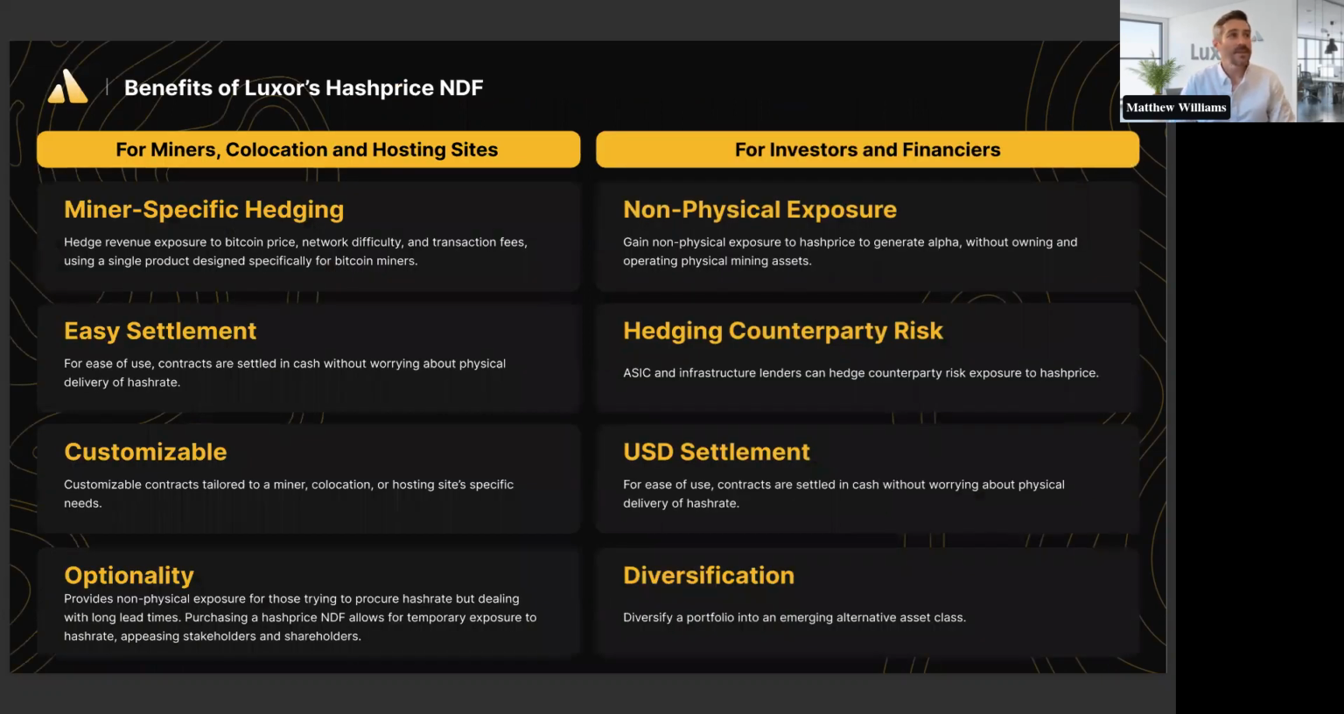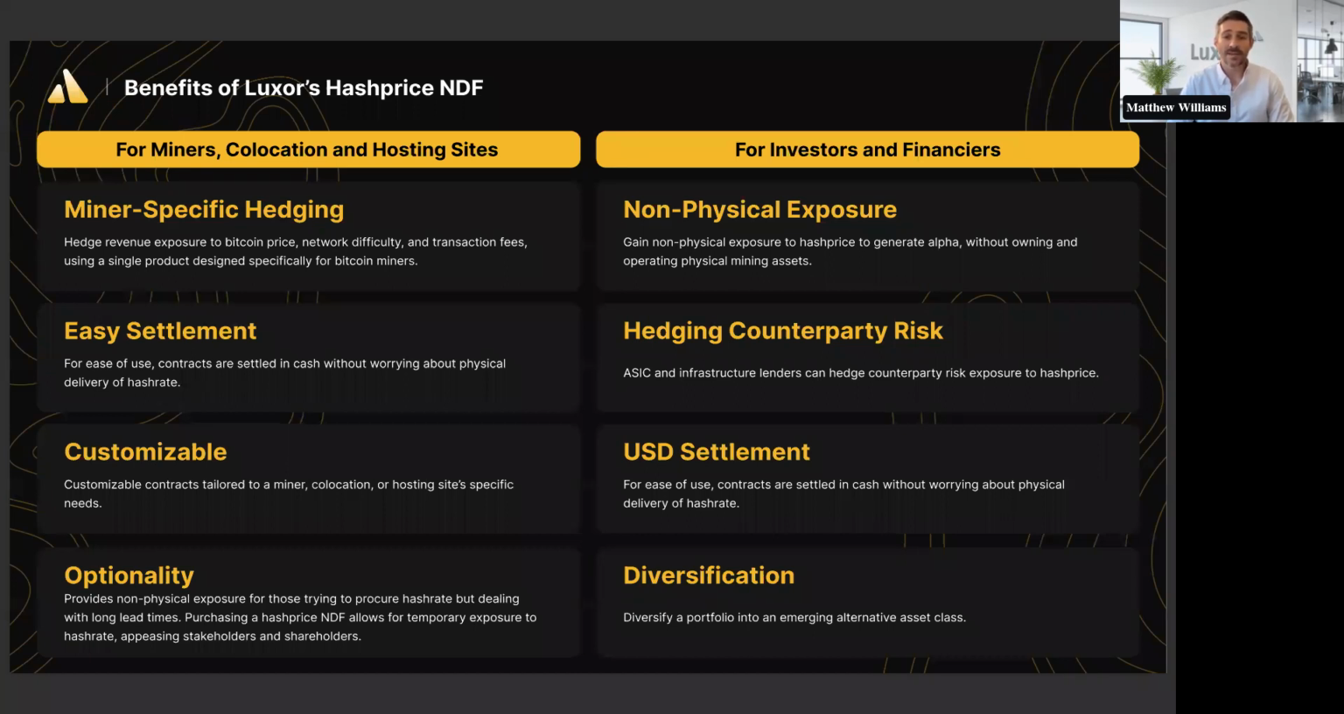Okay, so there's lots of benefits to this instrument. The Hashprice NDF is designed to be an effective instrument for miners, hosting facilities, lenders, and financiers. But it's also designed to be an instrument to give investors and market makers exposure to movements in hash price without needing the physical equipment. The other benefit is it's miner-specific hedging, meaning miners can hedge their revenue across the four components that go into hash price, so Bitcoin price, difficulty, and transaction fees, using a single product to do that, which could be very effective.